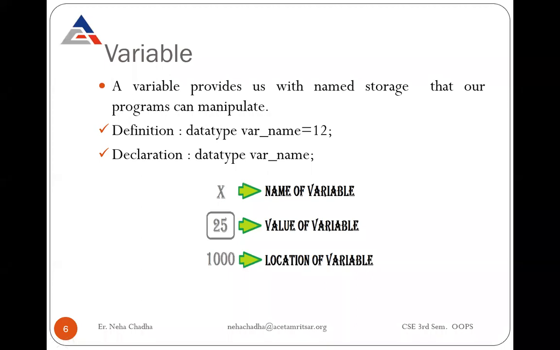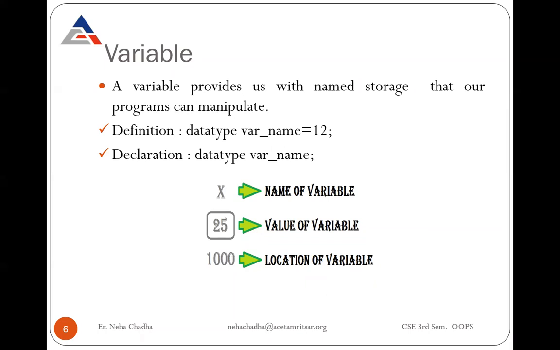There are two things in variables. One is called the definition, the other is called the declaration. If we say we have defined the variable, it means we have given the data type, then the name of the variable, then some value to the variable. If we are assigning some value to the variable, then we may say that it is a definition. Declaration is just by defining the data type and name of the variable.